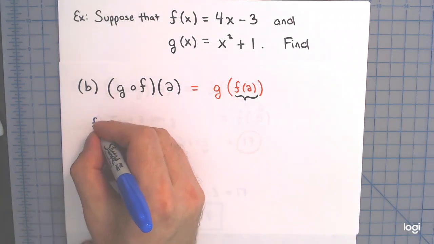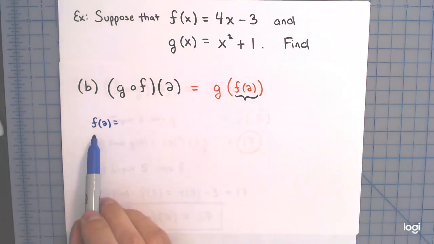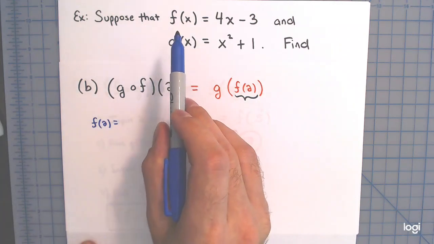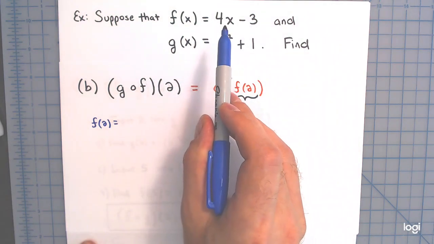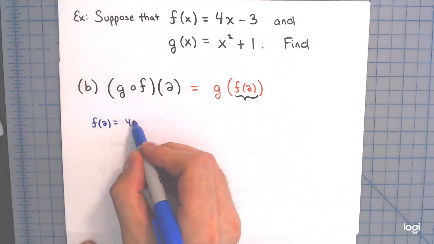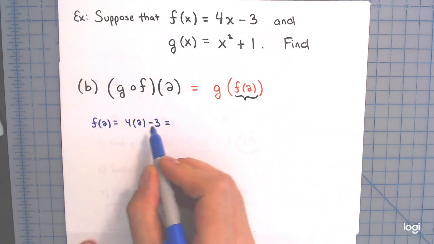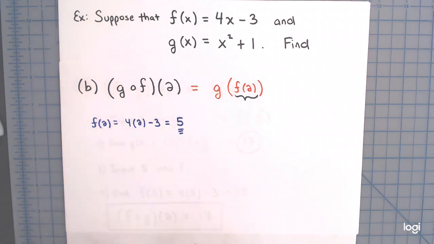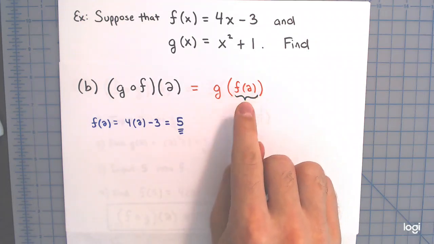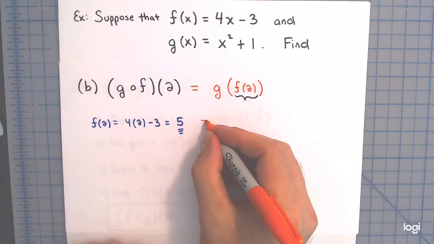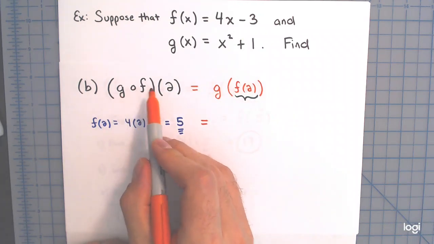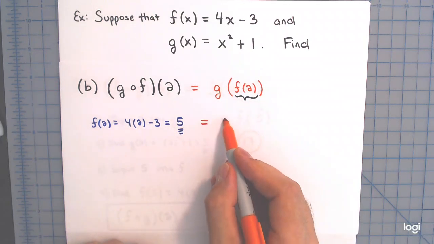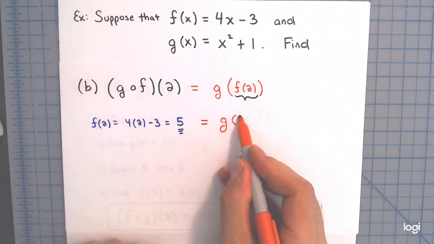What is f of 2? I go to my function called f and replace all the inputs with 2 to get the output. F of 2 would be 4 times 2 minus 3. And 4 times 2 is 8, minus 3 is 5. So again, a very important number there. That's the value of f at 2. So g composed with f at 2 is equal to g of f of 2, but f of 2 is 5. So this is equal to g at 5, or g of 5.